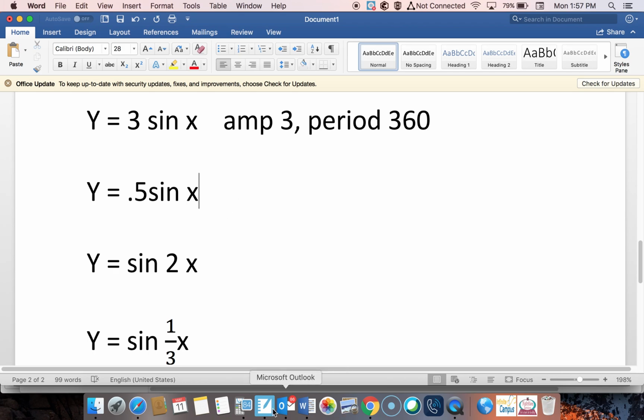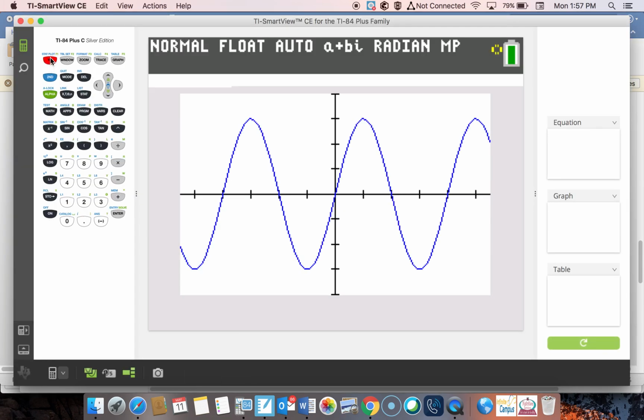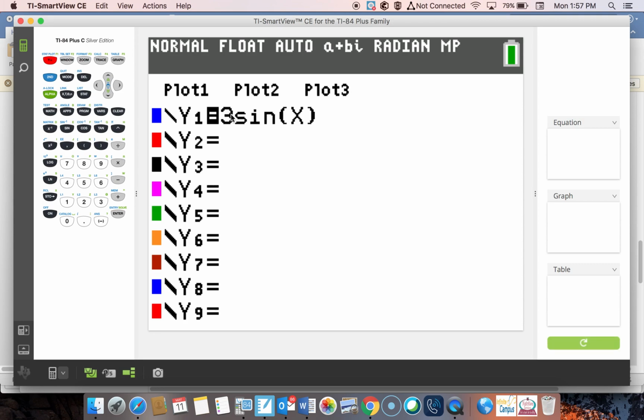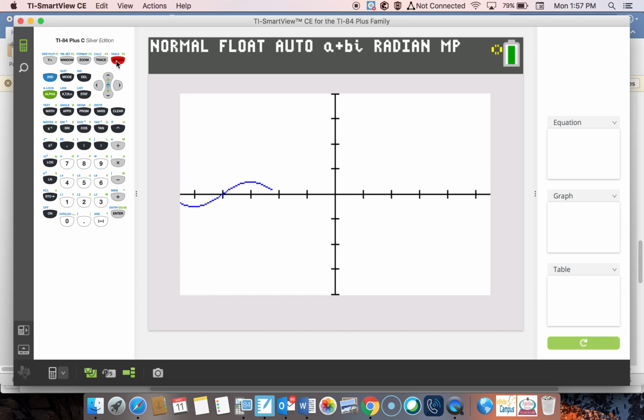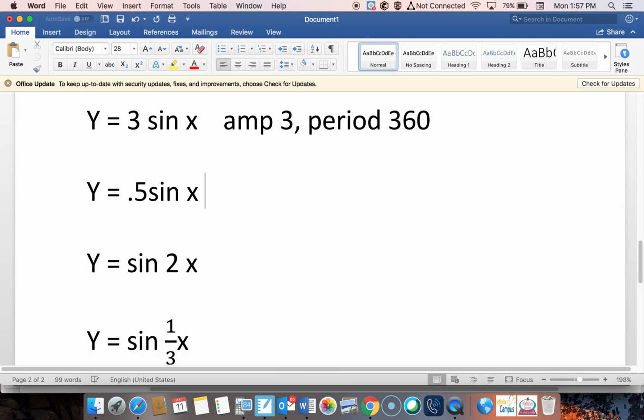Cool. So now we're going to go to 0.5 sine x. So I'm going to go y equals, I'm going to delete that, 0.5 sine x. Got to hit sin of x. It's outside. It's going to do what it's supposed to. And you will notice it just goes up to a half, down to a half. The period still takes 360 to repeat itself, but the amplitude has now become 0.5 and the period is still the same.